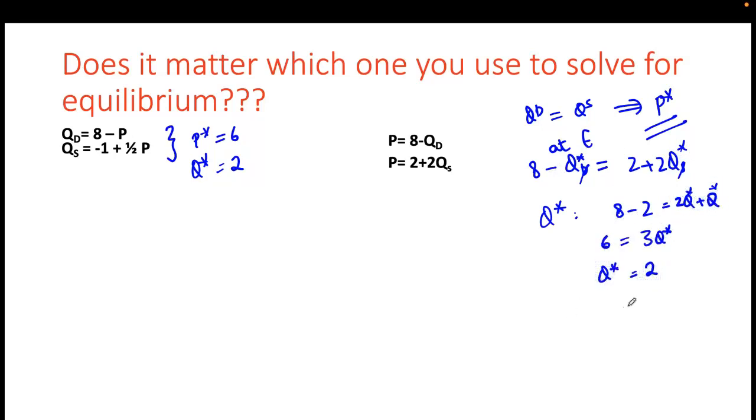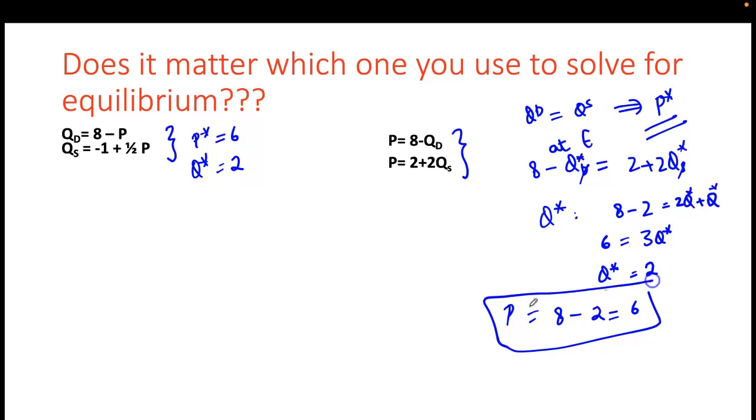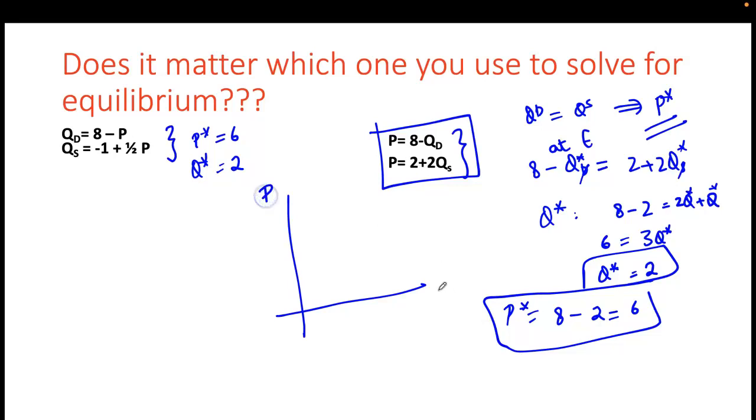Q star equaling 2. Substitute this quantity into any of these two equations because we were working with this set now. So let's put it in my demand curve or the inverse demand curve. 8 minus 2 is 6. So my price and equilibrium quantity are exactly the same regardless of which set of equations we use. For solving for equilibrium, for the math part, it does not matter whether you're working with your general demand supply curve or in their inverse format. It's only for the drawing part that we need the inverse demand and inverse supply curve to get our correct intercepts and our slopes.